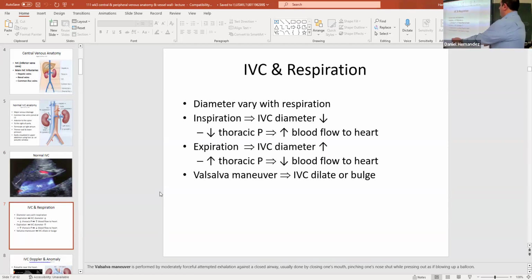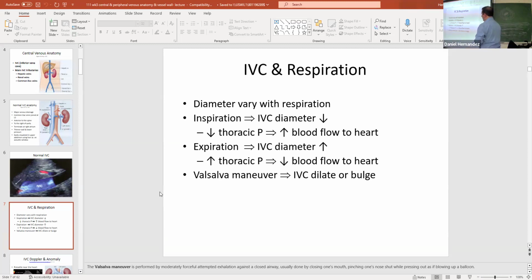So, the IVC and respiration. The diameter of the IVC will change with respiration. With inspiration, when you take a deep breath in, the diaphragm is going down. With this, the thoracic pressure is decreasing. This increases blood flow to the heart, but that increased blood flow to the heart is coming from the arms.